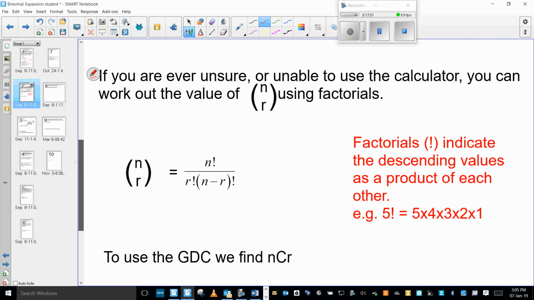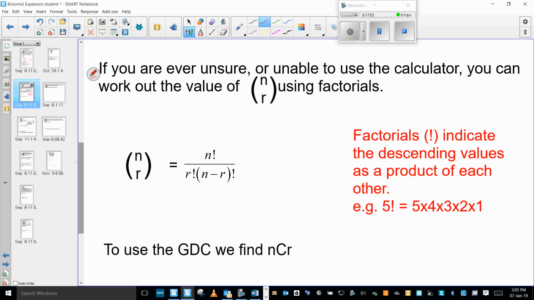Now this is in your formula booklets, so you get given this. So this is how you would find these values. Have we seen the exclamation mark before? That means a factorial. So 5 factorial would be the answer to 5 multiplied by 4 multiplied by 3 to 1.